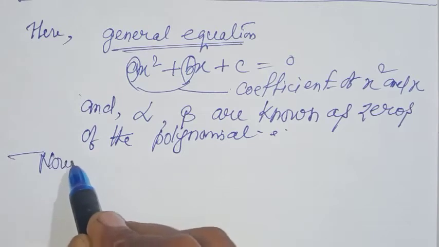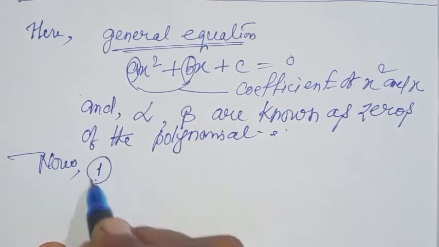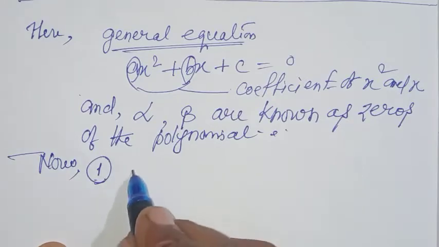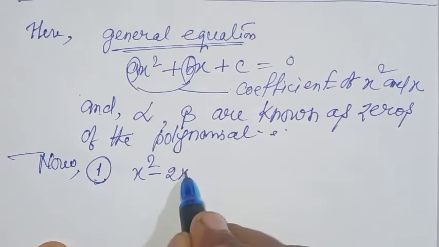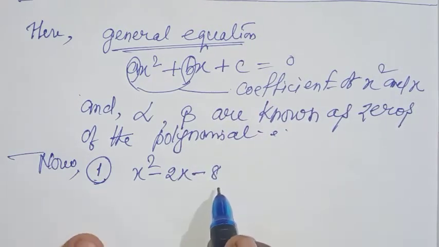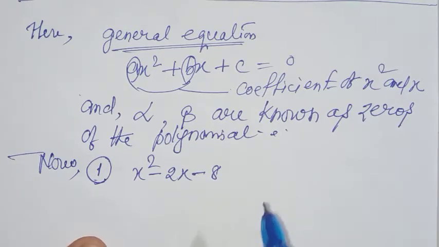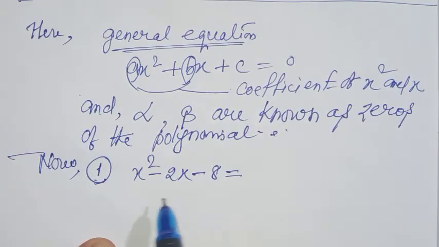Now we are going to start question number 1. What is this question number 1? Here given, x square minus 2x minus 8. This is the expression. If you give an equal sign, then it is an equation. Now we are going to solve it by factorization, with the help of factorization.